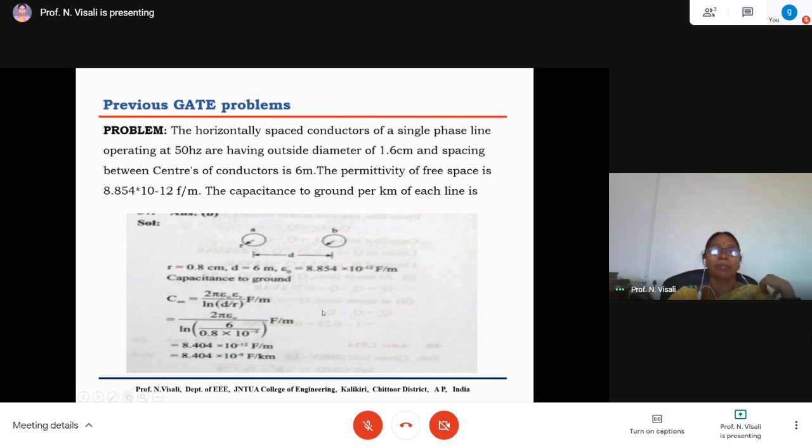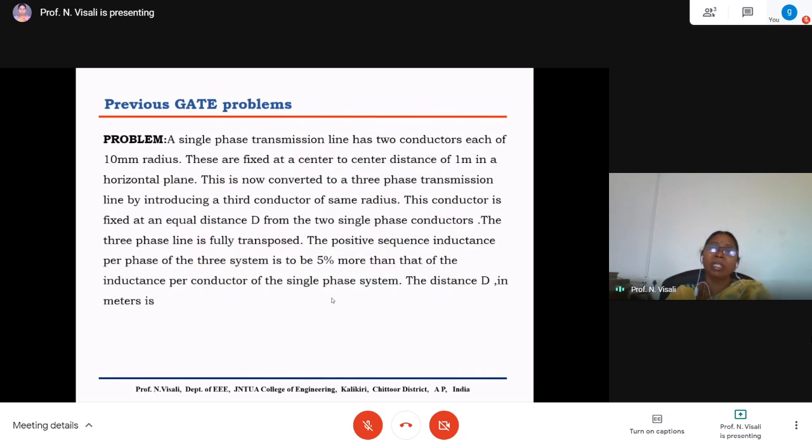Then another problem: a single phase transmission line has two conductors, each of 10 mm radius. So the conductor's radius is given. These are fixed at a center to center distance of 1 meter in a horizontal line. That means the distance between these two conductors is given as 1 meter. This is now converted to a three-phase transmission line by introducing a third conductor of the same radius. Previously they used two conductors, and now they are going for three conductors with a three-phase transmission.